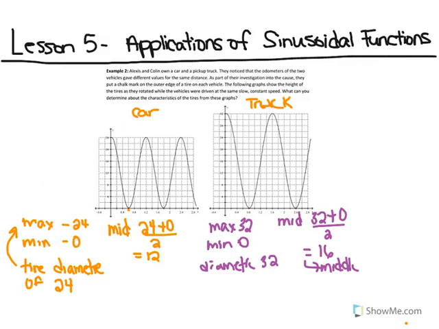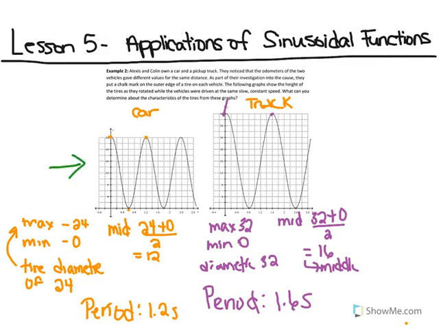We can also figure out the period length. So for our first one, our first maximum is at 0. Our second maximum is at 1.2. So our period length is 1.2 seconds. And for the truck, it starts at 0 and our next maximum is at 1.6. So our period is 1.6 seconds. So what this is telling us is that it takes less time for a car to rotate once.